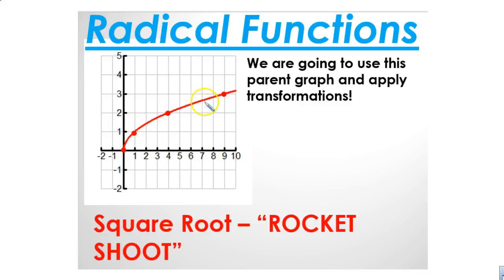This is our parent function. This is the parent function that we're going to use when we start talking about transformations. Any transformation that we apply is going to be to this function. If we shift it left, right, up, down, reflect it, stretch it, shrink it, whatever we do, this is the guy that we're doing it from. You can think of square root functions as like a rocket shooting off into the sky, and it just kind of keeps going higher and higher.